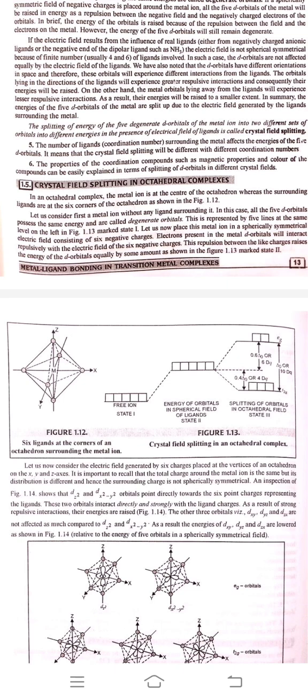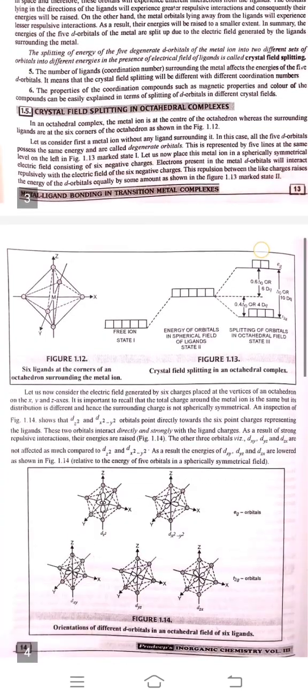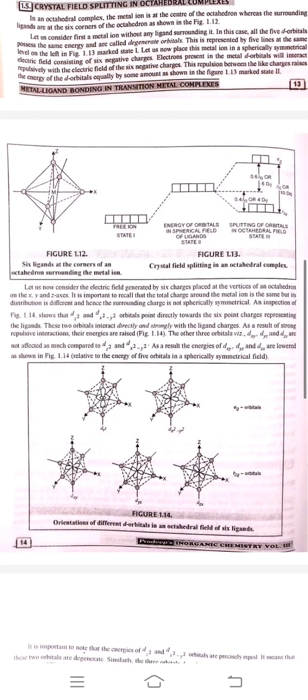Crystal field splitting in octahedral complexes. In an octahedral complex, the metal ion is at the center of the octahedron, whereas the surrounding ligands are at the six corners of the octahedron. Let's consider first the metal ion without any ligand surrounding it. In this case, all the 5 d orbitals possess the same energy and are called degenerate orbitals. This is represented by 5 lines at the same level on the left.